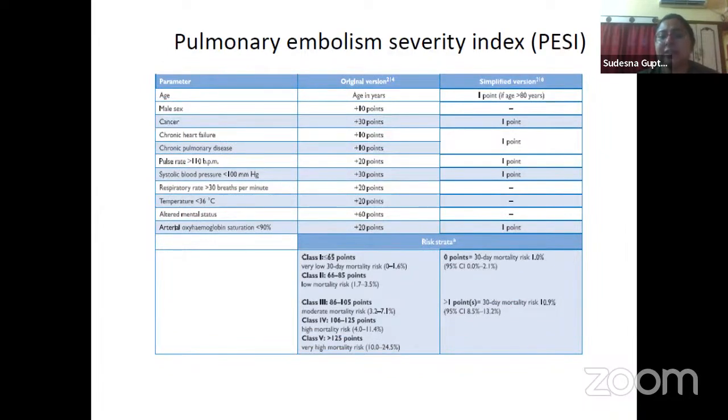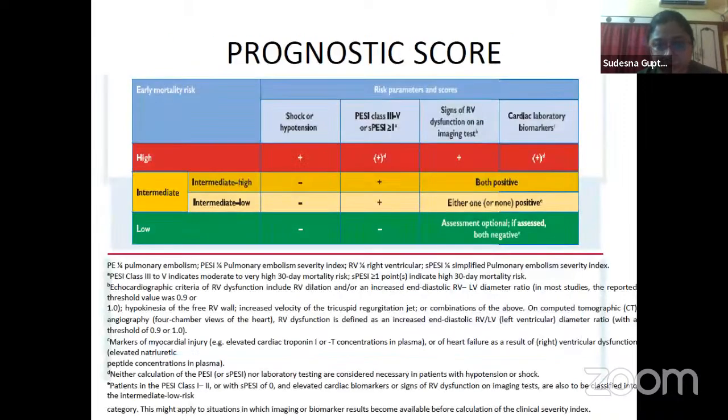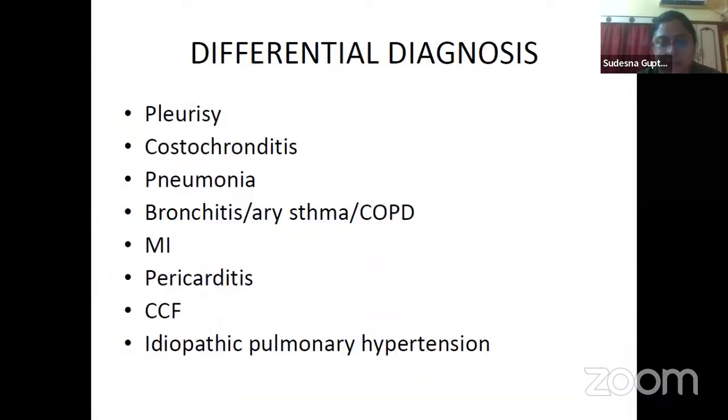This is the severity index that gives us prognostic markers. The presence of these factors with pulmonary embolism would classify it into a moderate mortality risk or low mortality risk, and help us to prognosticate the patient. This prognostic score, as laid down by the 2014 ESC guidelines and also the CHEST guidelines, is based on the PESI class: high, intermediate, low, and class 3, 4. If they are present, they help us to prognosticate the patient.